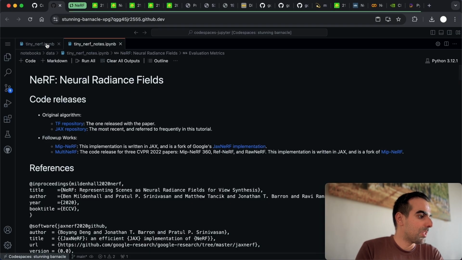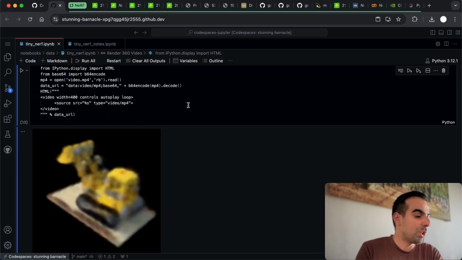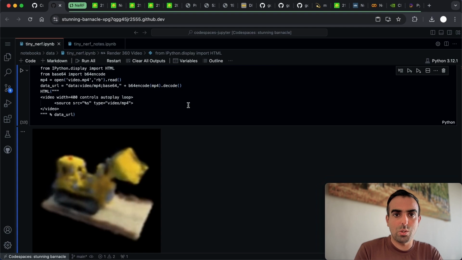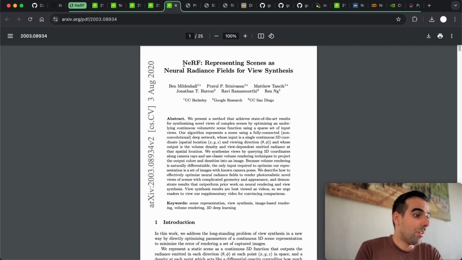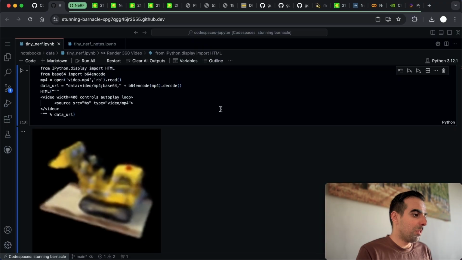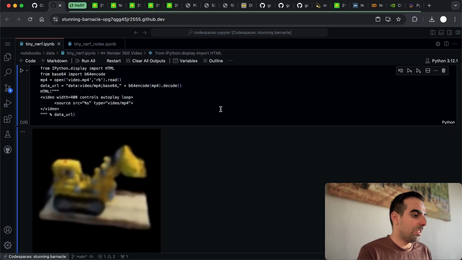I have two notebooks here. This is the tiny NeRF, which you will find in the official GitHub repository, released with the original paper here. NeRF: Representing Scenes as Neural Radiance Fields for View Synthesis. But I don't recommend running this notebook because this was written in TensorFlow.